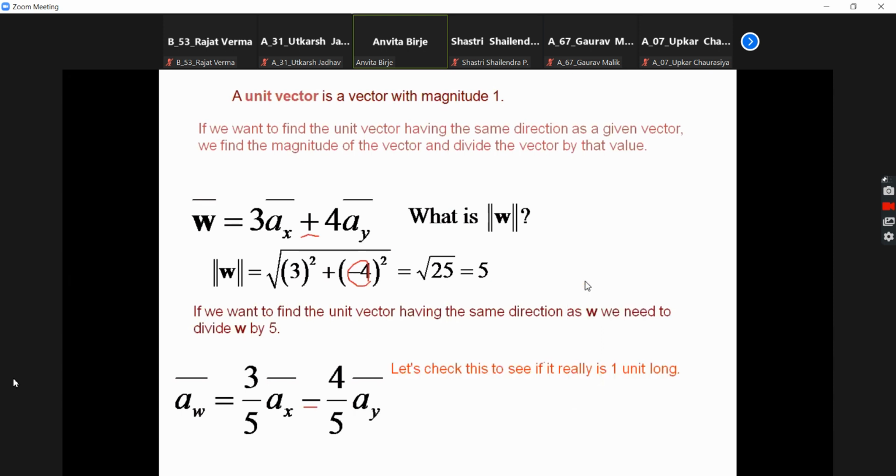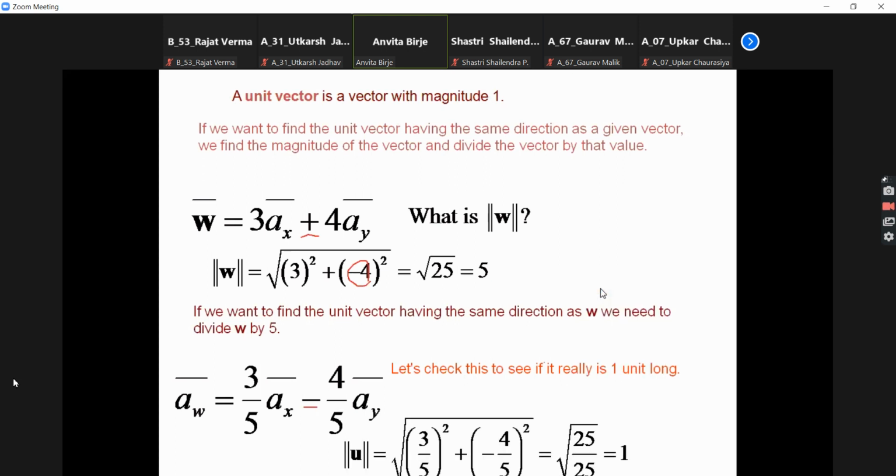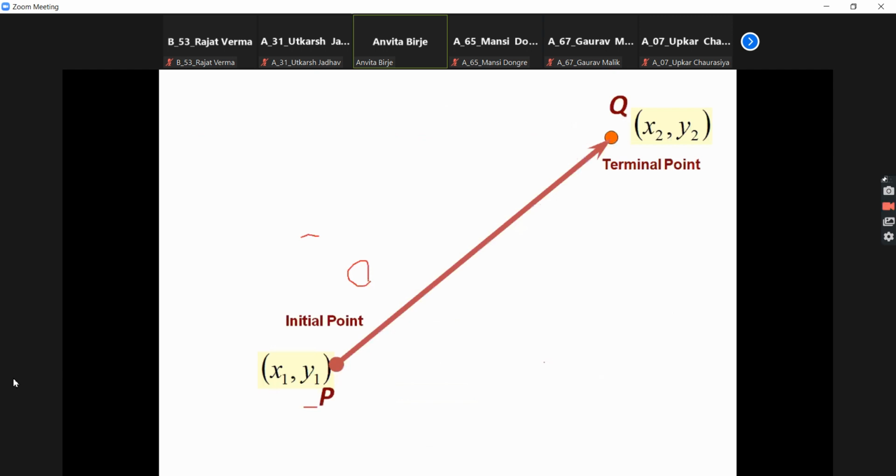Okay, let's check whether the unit vector has magnitude 1. So if I calculate the magnitude of the unit vector a bar w, it will always be 1, irrespective of whichever vector you write down. The magnitude of a unit vector will always be 1.